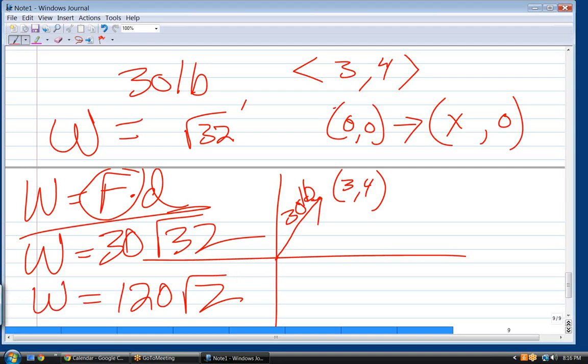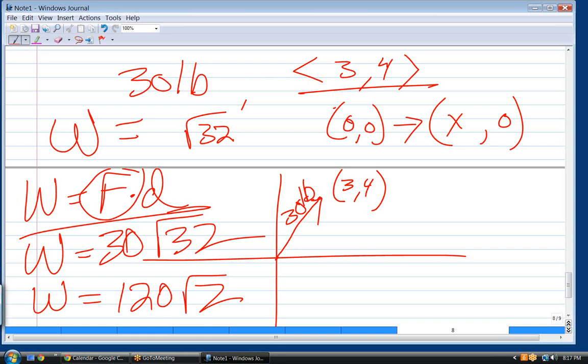The only thing is that we didn't utilize this 3, 4 in any of this problem, which I find puzzling. Is this multiple choice or free response? It's free response. Read the whole question to me again. A force of 30 pounds acting in the direction of 3, 4 is moving an object square root of 32 feet from 0, 0 to a point in the first quadrant along the x-axis.